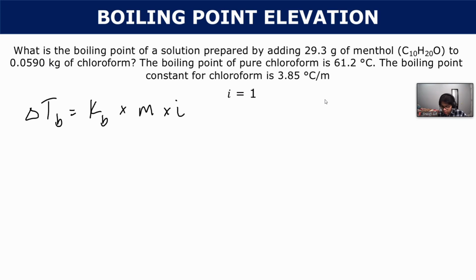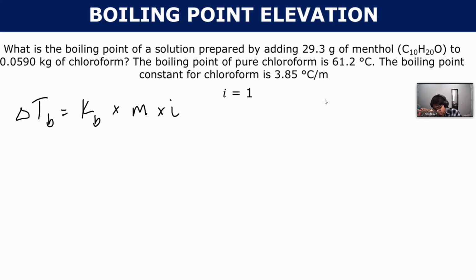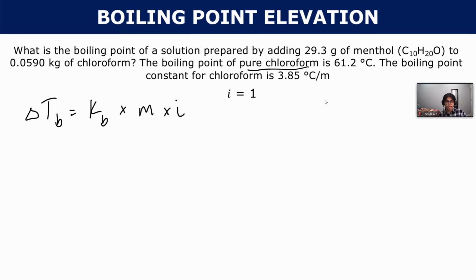Alright, so we know that the solvent is going to be the chloroform. We're given the boiling point of chloroform, and we're also given its constant. So we know that the molality is going to be based on the methanol. Before we start calculating the molality of methanol, let's put in the information that we do know. We don't know change in TB because we're trying to find that. We know that KB is going to be 3.85. We don't know molality, but we know that i is 1 because it's given right here. I accidentally put i here; that should be a 1. Okay, so how do we go about finding molality?